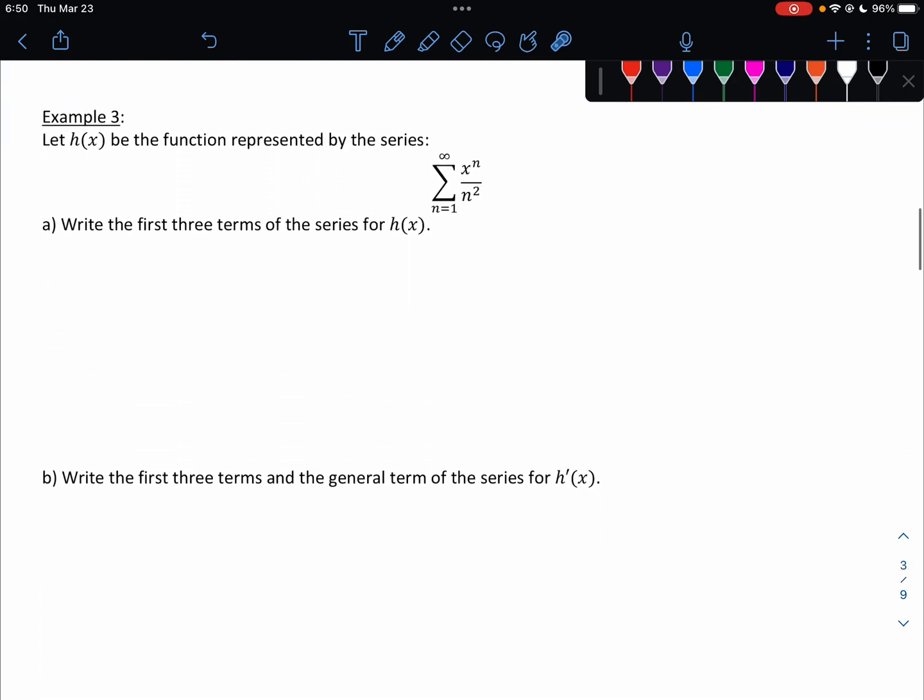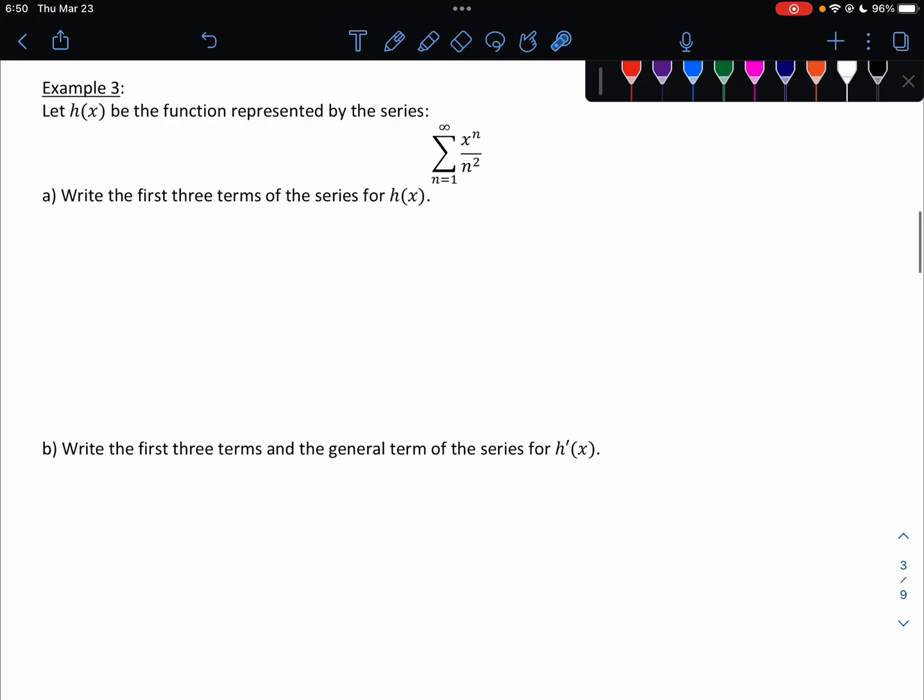Okay. Number 3, let h of x be the function represented by this series, and write the first 3 terms for h of x. And then write the first 3 terms and the general term of the series for h prime of x as well. All right, so in this question we're looking at a power series, x to the n over n squared. First question is really easy here. Write the first 3 terms. So h of x, now this is going to be an approximation, because remember, if we're doing the first 3 terms, it's an approximation for h of x.